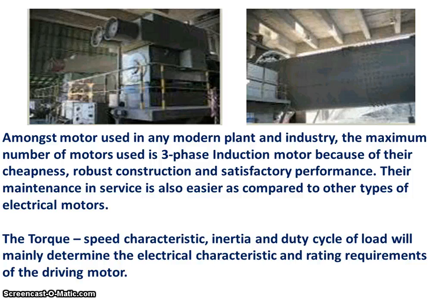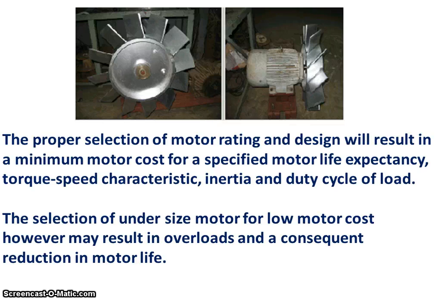The torque-speed characteristics, inertia and duty cycle of the load will mainly determine the electrical characteristics and rating requirements of the driving motor. Duty cycle is nothing but the on period of the drive divided by the on period plus off period of the drive. The proper selection of motor rating and design will result in a minimum motor cost for a specified motor life expectancy. The selection of an undersized motor for low motor cost, however, may result in overloads and a consequent reduction in motor life.